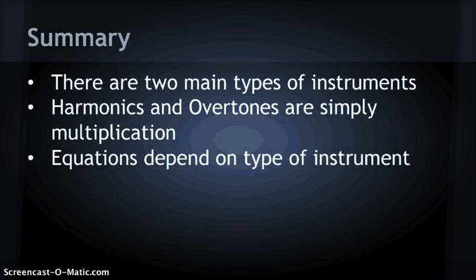In this lesson, we learned about two different types of instruments. We learned that harmonics and overtones are really just simple multiplication. We also learned that the equations we use depend upon which type of instrument a problem is referring to.